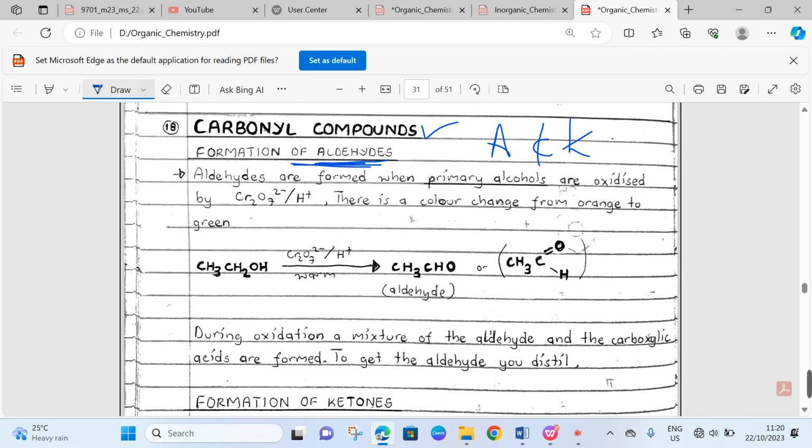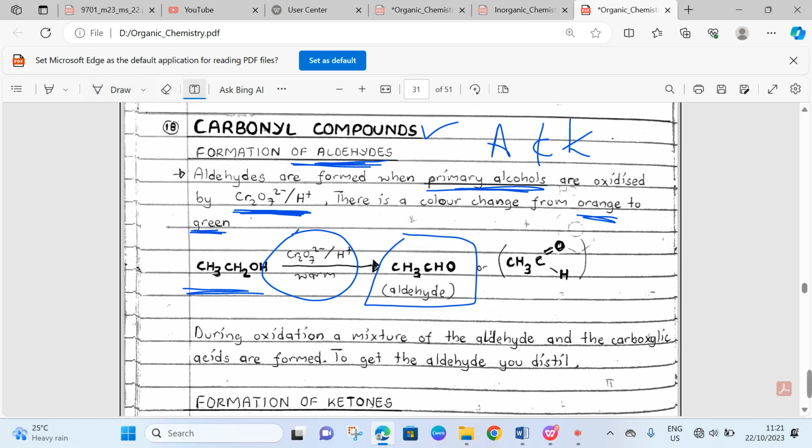First of all, aldehydes are formed when primary alcohols are oxidized by a weak oxidizing agent such as potassium dichromate(VI). There is a color change from orange to green when this oxidation happens. So you have your alcohol here being oxidized or warmed, using an oxidizing agent such as potassium dichromate(VI) to produce your aldehyde. We covered this in the previous video, okay? It's just a reinforcing of what you've already done.